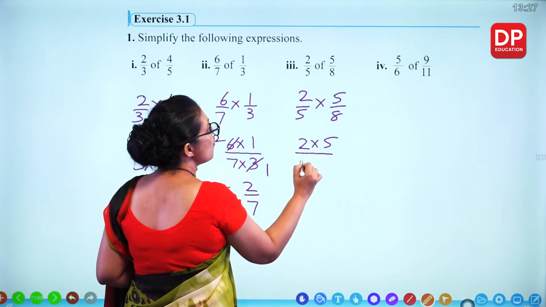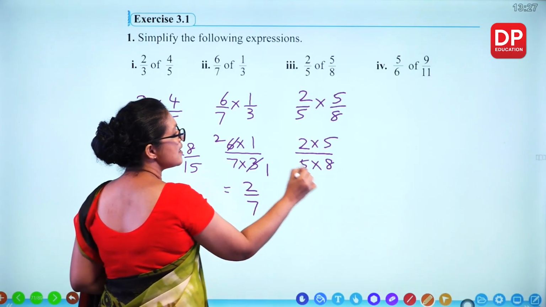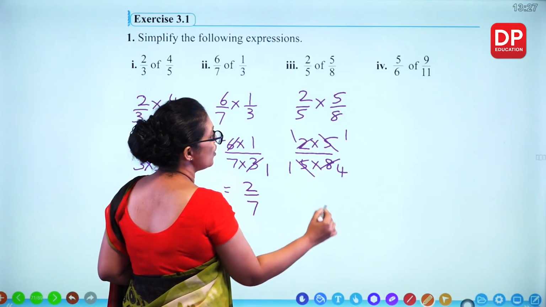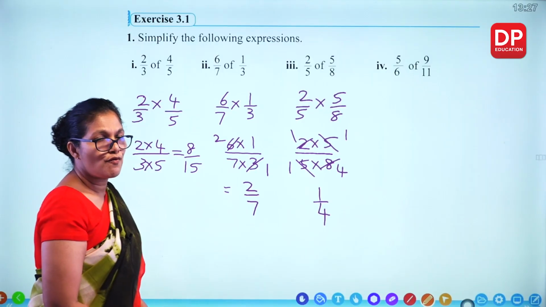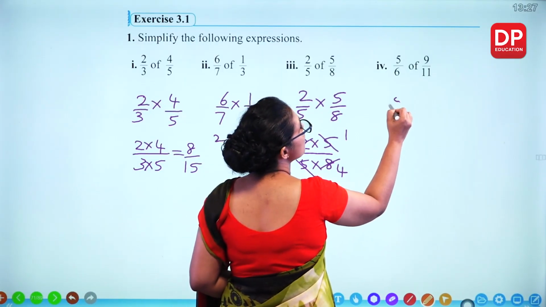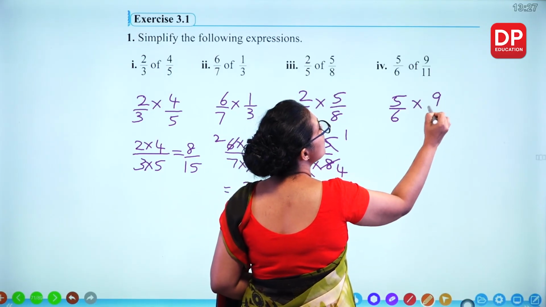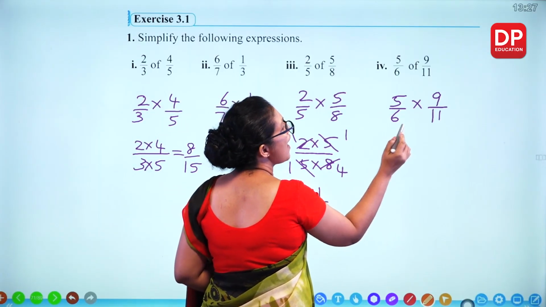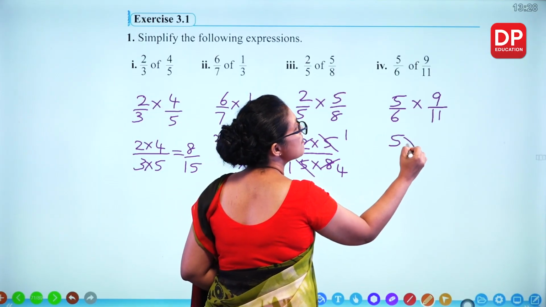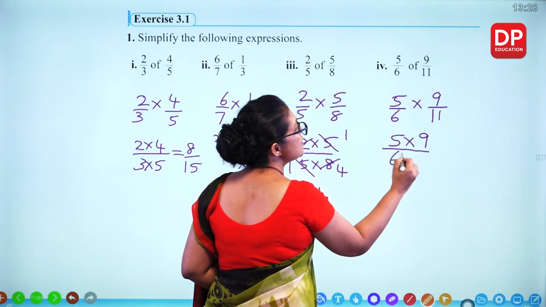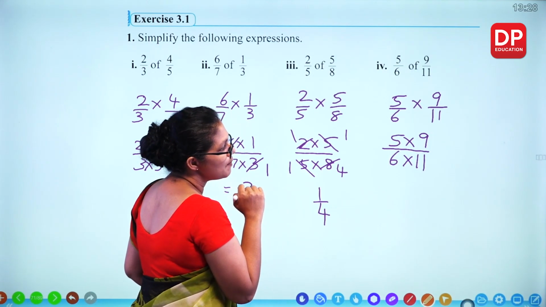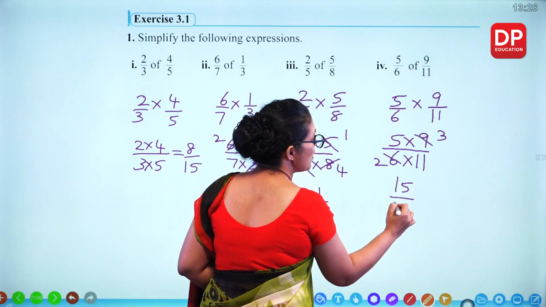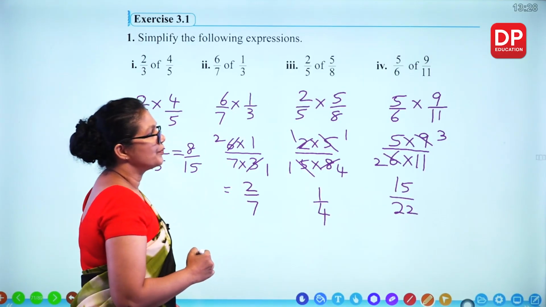This one, 2 over 5 multiplied by 5 over 8. 2 times 5 over 5 times 8. Simplify this. 5 times 1, 5. 2 times 1 and 2 times 4. So the answer is 1/4. 5 over 6 times 9 over 11. How we multiply? Just multiply the numerator and the denominator separately. Can we simplify? 3 times 2, 3 times 3. So you get 15 over 22.